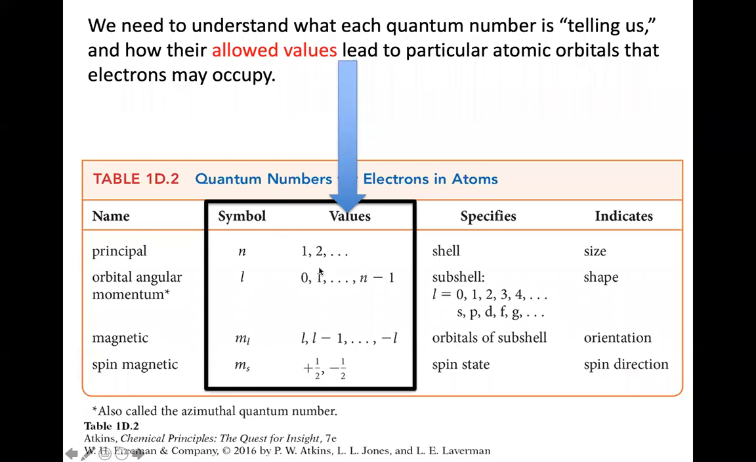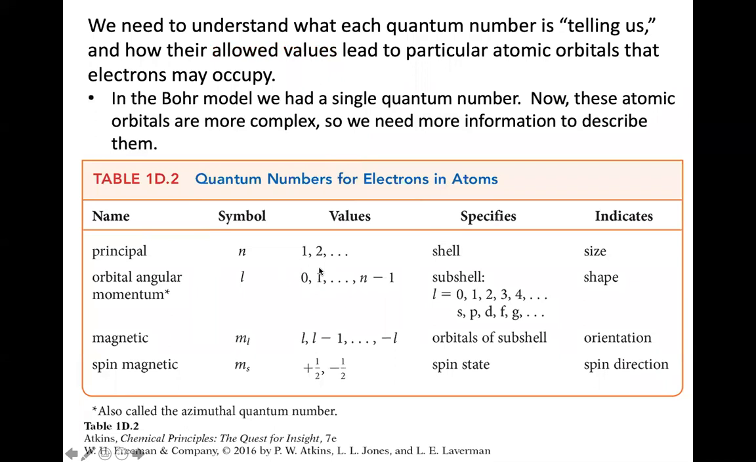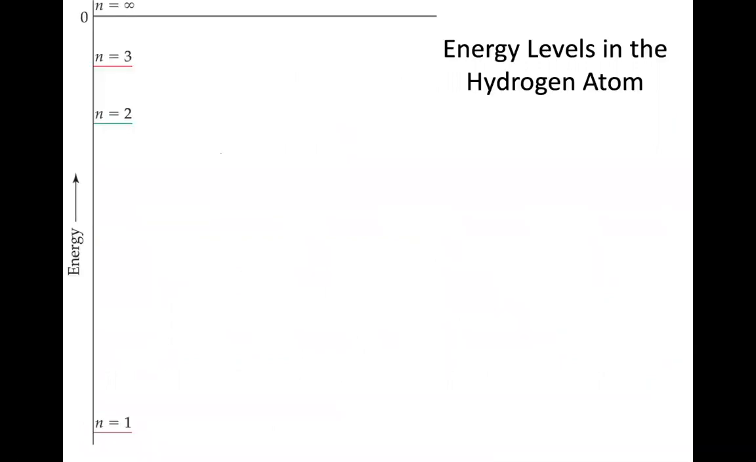So that's what I'm saying. There's relationships amongst these. In the Bohr model, we only had a single quantum number, but now the atomic orbitals we're looking at are more complex, so we need more information to describe them. So here I show a figure that we can use to describe the energy levels in the hydrogen atom. Right now, this looks really similar to our Bohr picture. N equals 1, N equals 2, N equals 3, all the way up to N equals infinity.